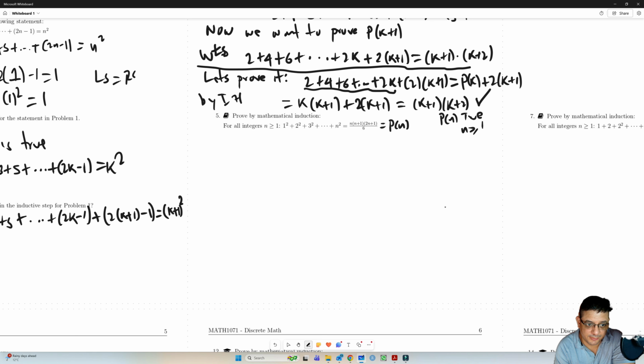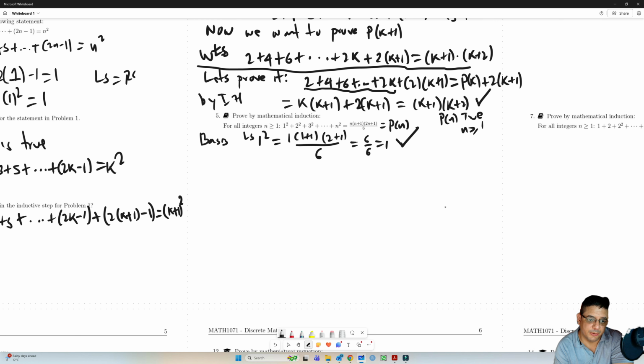We're going to prove the basis. The basis case is 1 squared, which is the left side, equals 1 times (1 plus 1) times (2 plus 1) over 6. So this is 1, clearly. If I simplify this side, notice that I get 2 times 3, which is 6. 6 over 6 is 1. So we get 1 squared, which is 1, equals 1. So we got our first step.